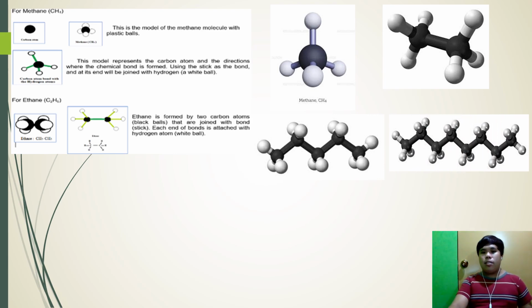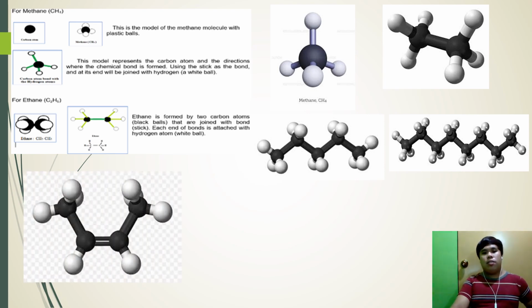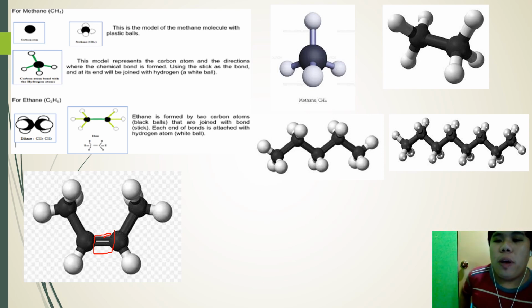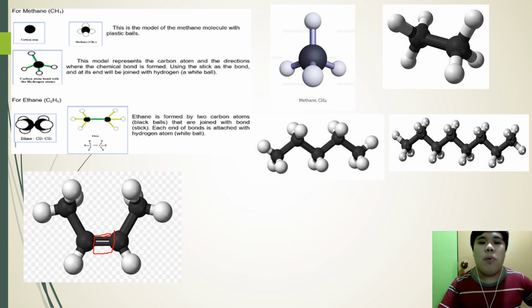Okay, next you have octane. 1, 2, 3, 4, 5, 6, 7, 8. So 8 carbons, then 18 hydrogens. Okay, this one, as you can see, has 2 bonds. So this is considered as an alkene, a hydrocarbon with 2 bonds or a double bond.